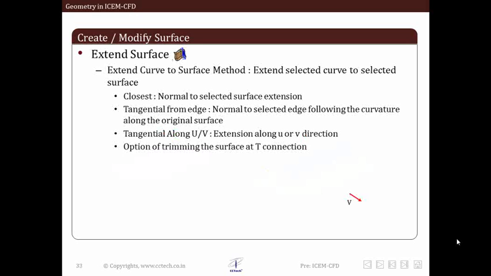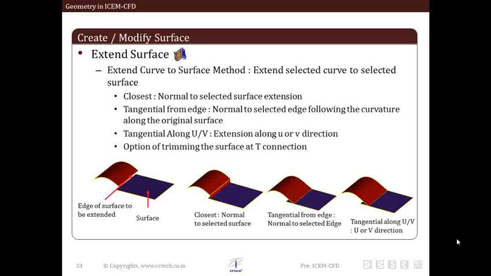Next operation is Extend Surface. This option allows us to extend the existing surface by different methods. One of the methods is the Extend Curve to Surface method. This allows us to extend a selected curve to a selected surface. The extension of the curve creates a surface.